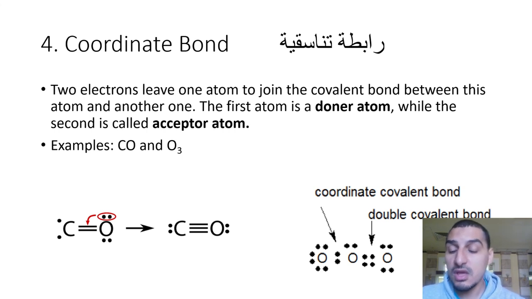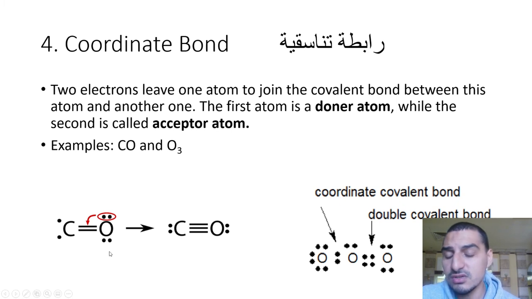They are not from two atoms. For instance, this is a carbon monoxide molecule. Carbon has 4 electrons in the outermost energy level. Oxygen has 6, so it shares 2 electrons with carbon. So oxygen has 2, 4, 6, and 8. Each one of these lines is 2 electrons, so it's 8 electrons.